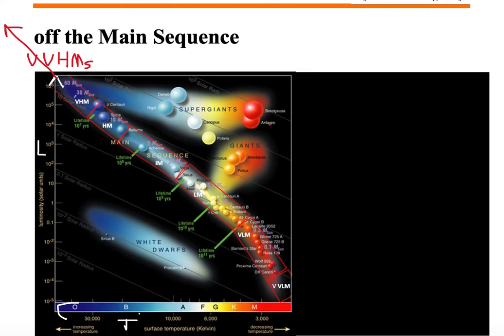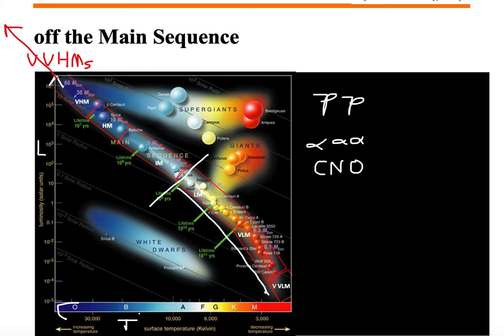The first one we can look at is the fusion chains. There are three fusion chains. You've got the PP fusion chain, you've got the triple alpha process, and you've got the CNO process. In general, we can just draw a line right between the intermediate mass and low mass. And generally, everything to the bottom right, from low mass to very low mass to very, very low mass, they're going to use the PP fusion chain.